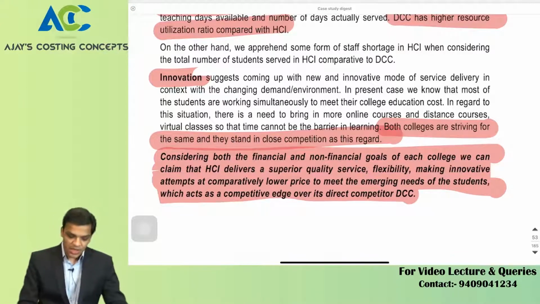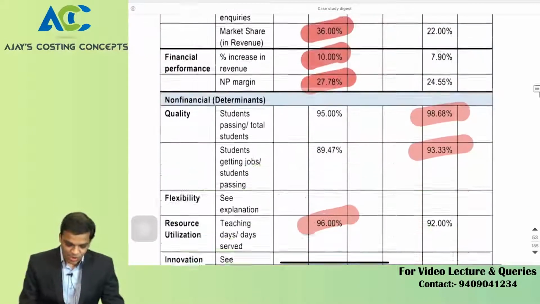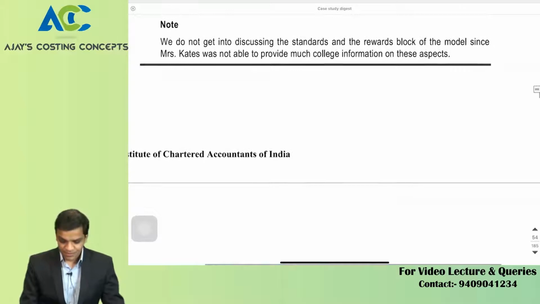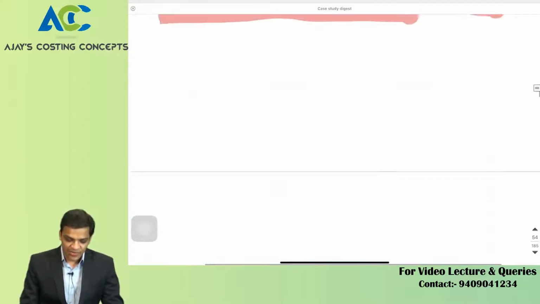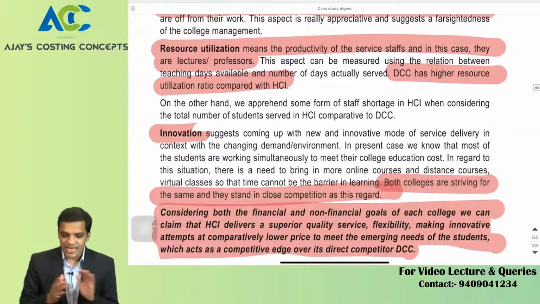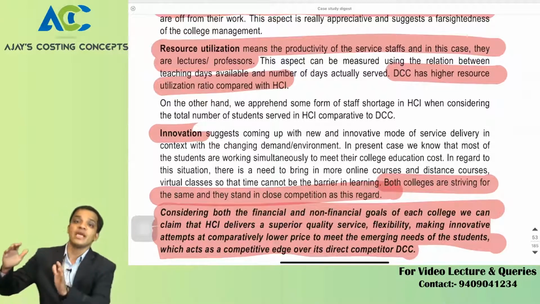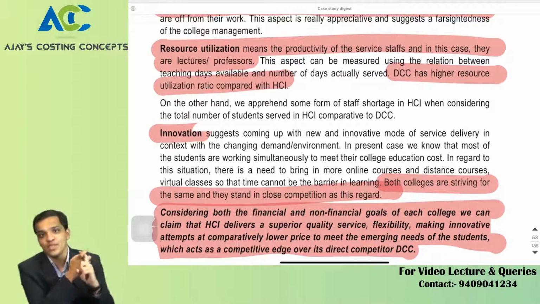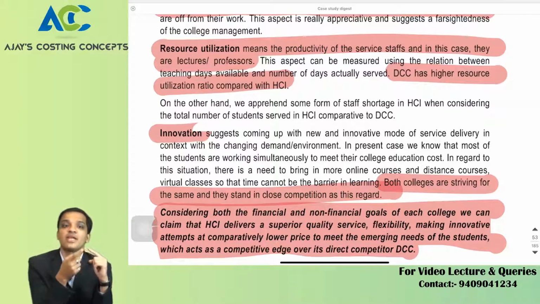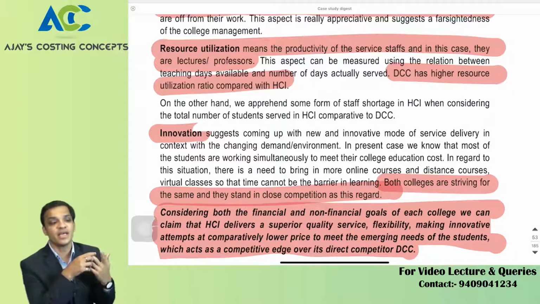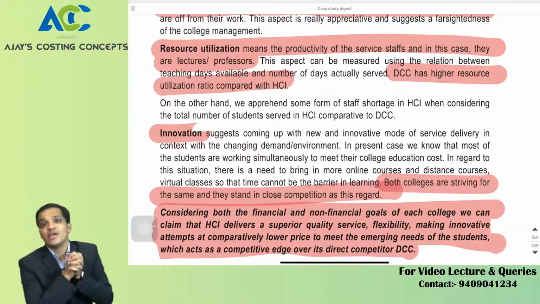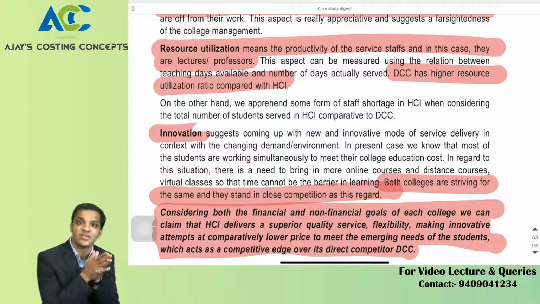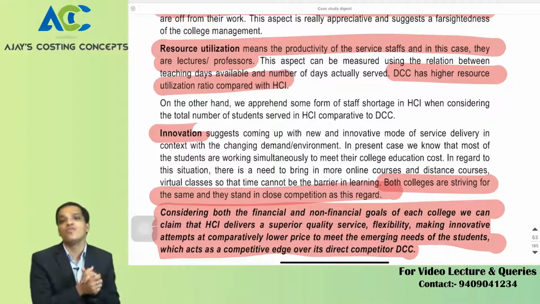No doubt DCC is also better, but when it comes to providing information, it is always that HCI has gained more points than DCC. See, DCC was very good when it comes to the financial performance, profits, right? But Mrs. Cates is not interested in understanding the profits.